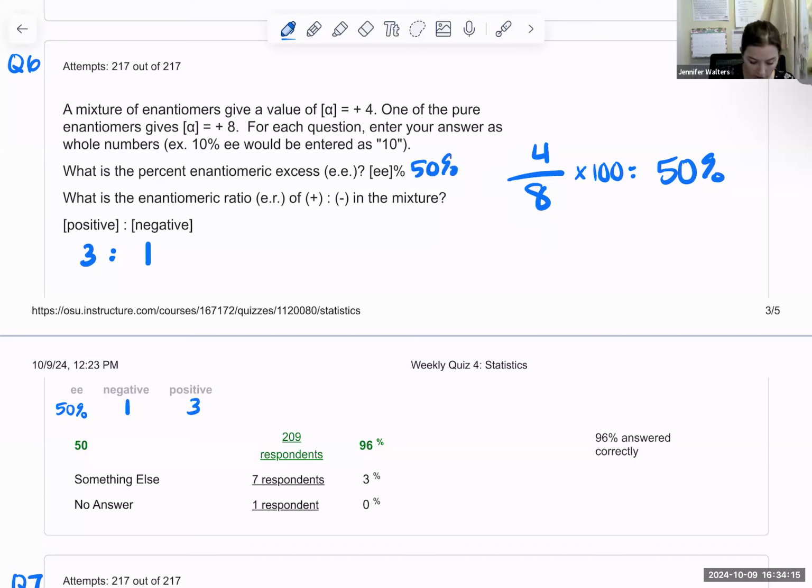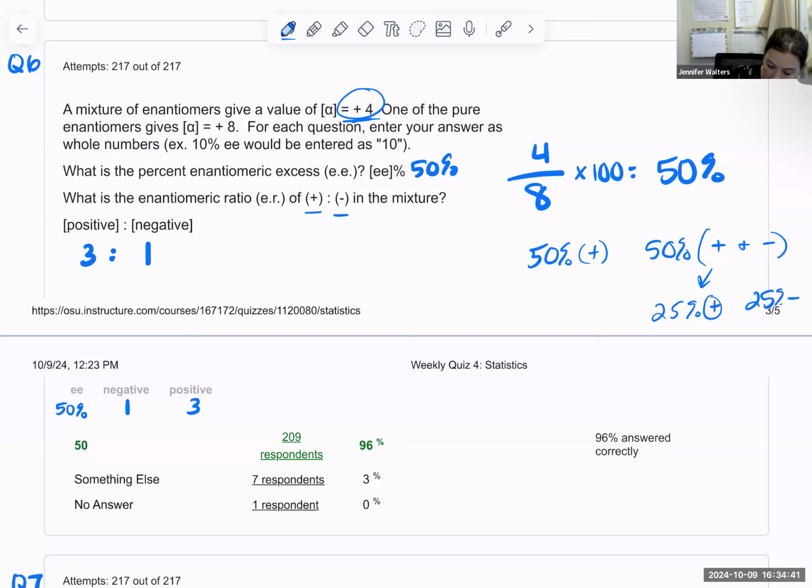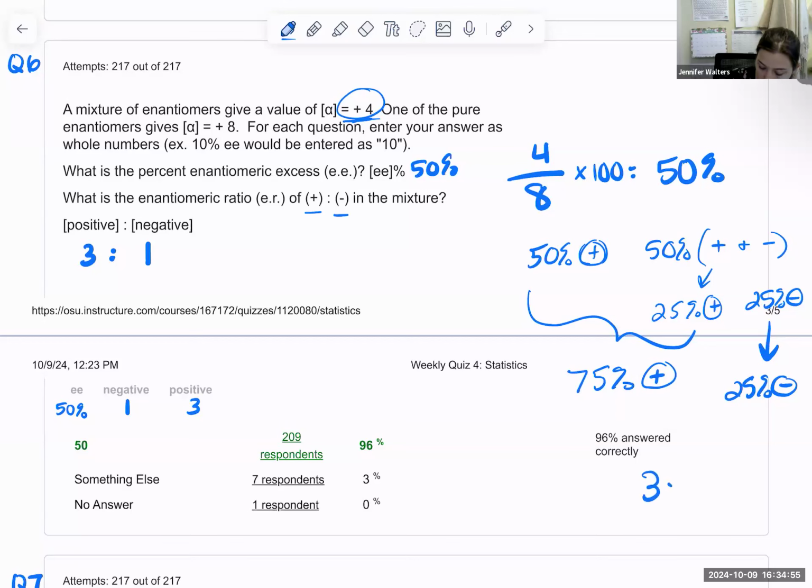What is your enantiomeric ratio of the positive to the negative? Positive is my major because I see that that's where my mixture is indicating. So that means that 50% is pure positive, and then 50% is racemic, positive and negative. So that means this is 25% positive and 25% negative. So it is 75% positive and 25% negative. So then the ratio of the positive to the negative is going to be 3-to-1.